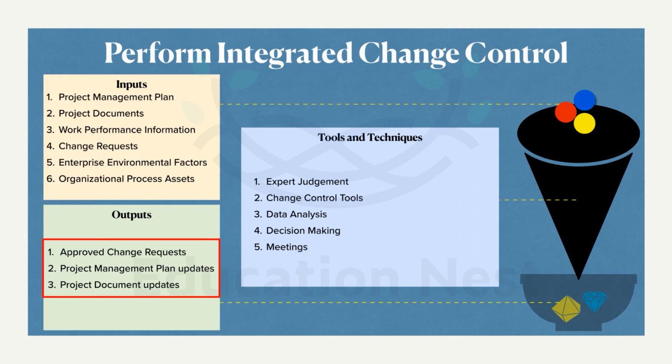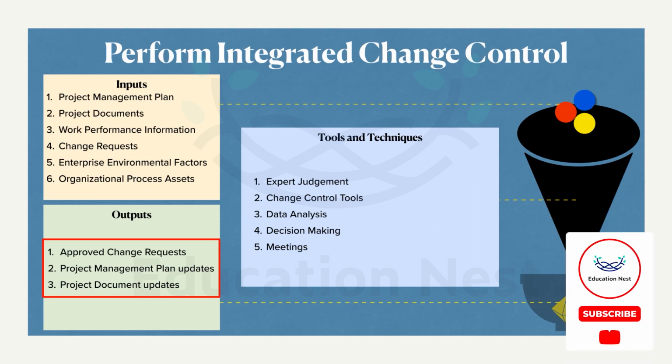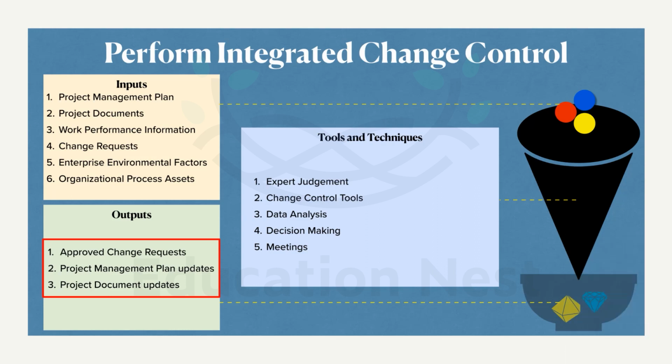So starting with the outputs, what we'll achieve through this process. We will have all the change requests approved. Again, don't take that statement to be absolute. When I say approved, what I actually mean is that we have to clear all the change requests. The clearance here could mean you have approved the change requests, you have modified them, or you might even have rejected some. In all cases, the change requests need not be approved every time. And the project management plan needs to be updated along with the project documents.